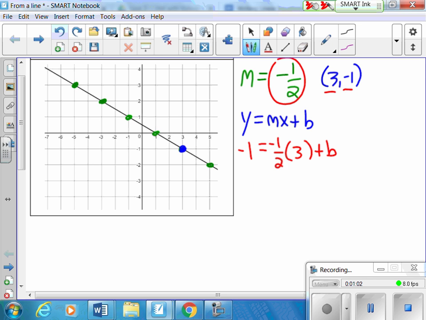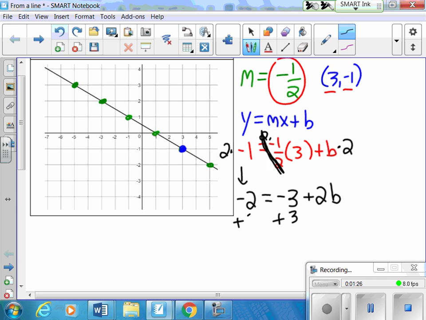Okay, so now I'm going to multiply everything by 2 so that I can get rid of my fraction. Times 2, times 2, times 2. This is going to give us -2 here, equals. These 2's cancel out. So you get -1 times 3, which is -3, and then plus 2b. And then we're going to add 3. -2 plus 3 is +1. That equals 2b. And we'll divide by 2. 2's cancel. b equals 1/2.